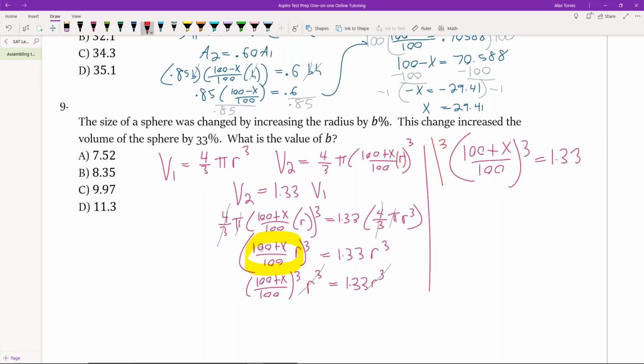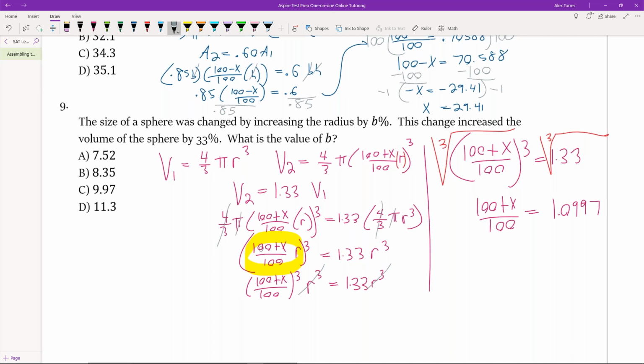Now we can take the cube root of both sides, which is the opposite of having something to the third power. (100 plus x) over 100, and the cube root of 1.33 is 1.0997. By the way, the cube root on your calculator is the same as raising something to the 1/3 power. That's how you can do that on, let's say, a TI-84 calculator, which is what we recommend for the SAT.